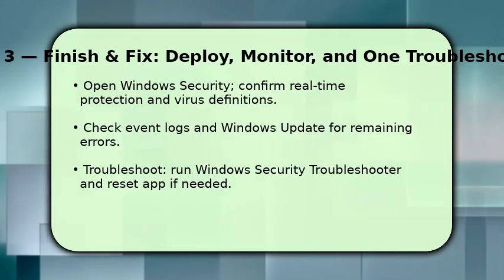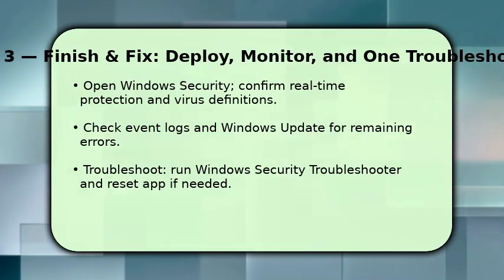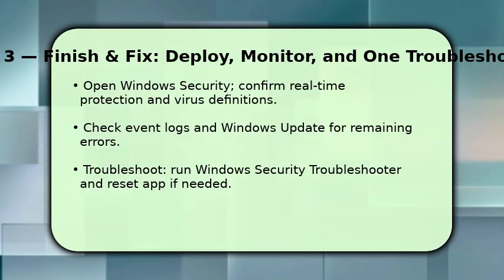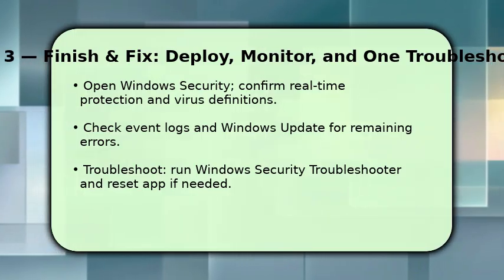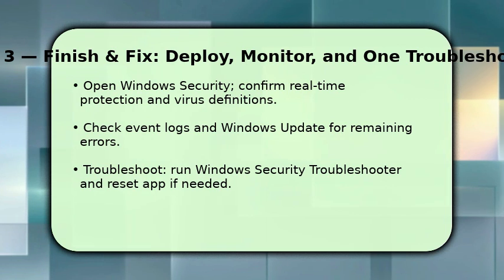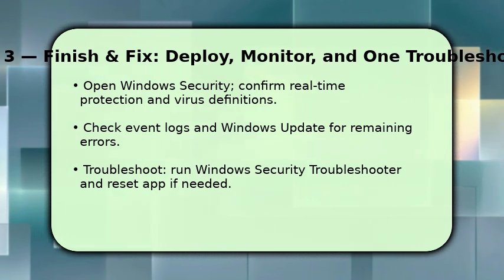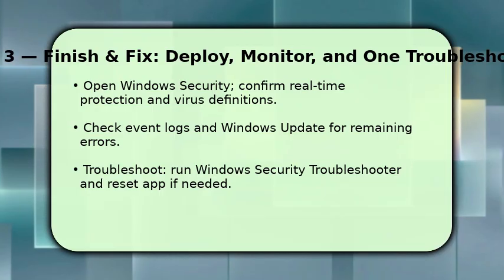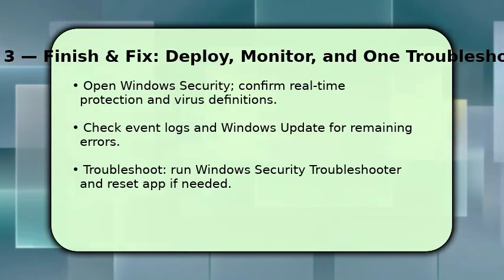They reveal missing dependencies. If something fails, run the built-in Windows Security Troubleshooter and use the App Reset button in Settings, Apps and Features. This re-registers app data without a full reinstall. If problems persist, restore from the image you made and repeat the targeted steps.